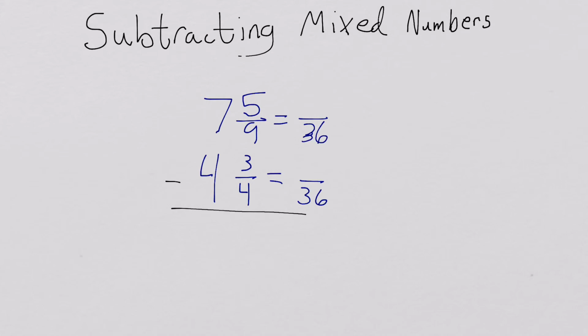So now we just need to get our numerators. Well, 9 times 4 gets me 36, so 5 times 4 gets me my new numerator of 20. And 4 times 9 down here, 4 times 9 is 36, so 3 times 9 is 27. And those are our two equivalent fractions. 20/36 is equivalent to 5/9. 27/36 is equivalent to 3/4.